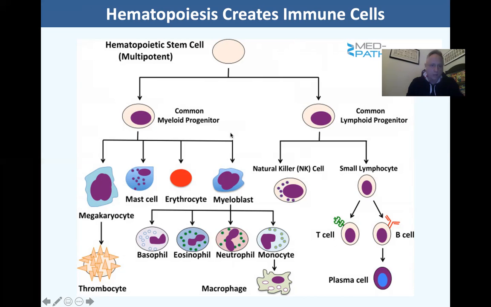Over here on the left, we have common myeloid progenitor giving rise to megakaryocytes and thrombocytes. You probably call them platelets. And then we see mast cells, which are involved in allergic responses. Erythrocytes, of course, deliver oxygen. And then the myeloblasts give rise to various types of white blood cells, including monocytes and macrophages. We'll see a little bit more about macrophages.